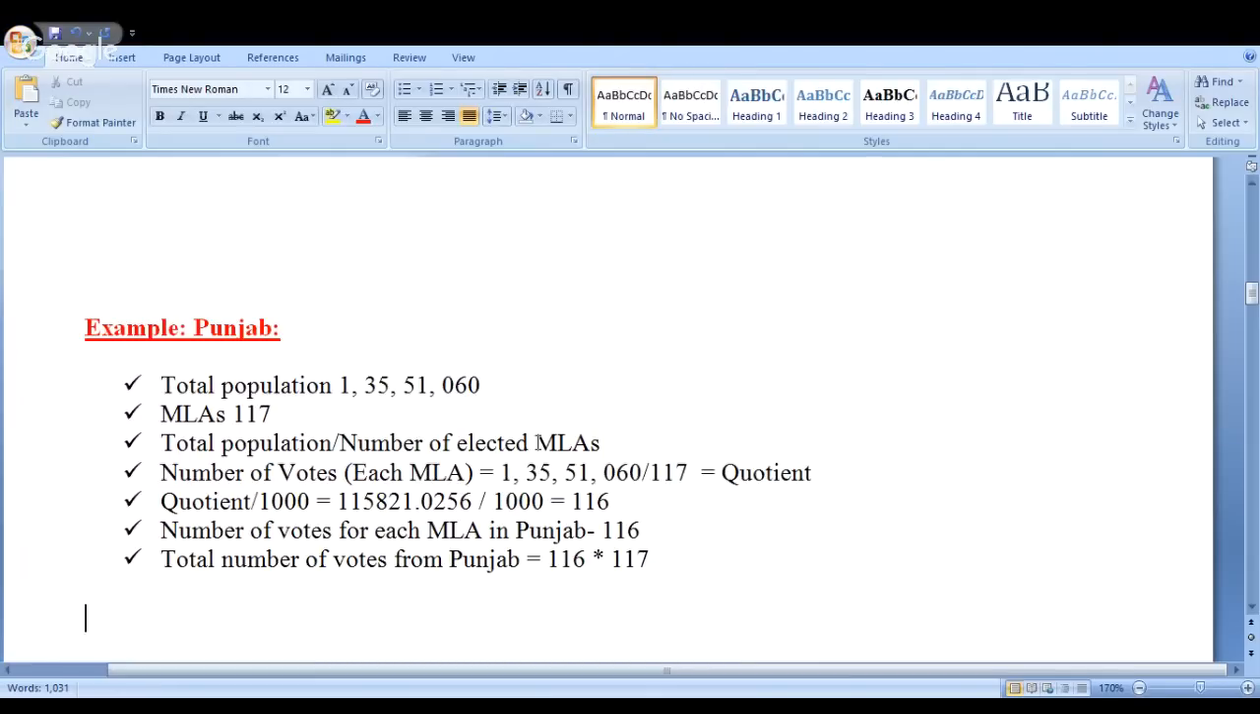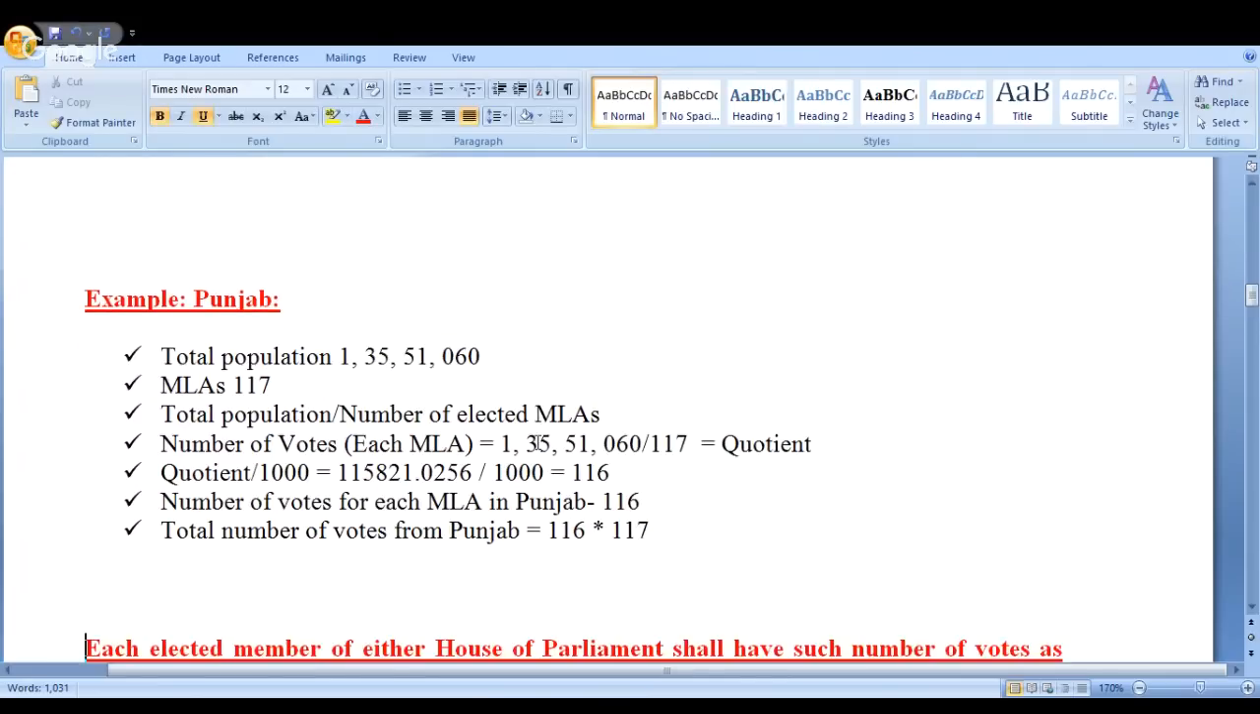I will share this document with you later, and you can save it. So obviously, the total number of votes from Punjab is 116 into 117. 117 is the number of MLAs, and 116 is the vote value of one MLA from Punjab. Like this, you will be calculating for all the states and Delhi and Pondicherry. Once it is done for 29 plus 2, that is 31 areas, then you are going ahead.